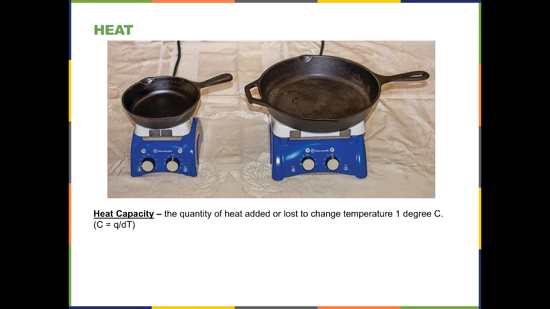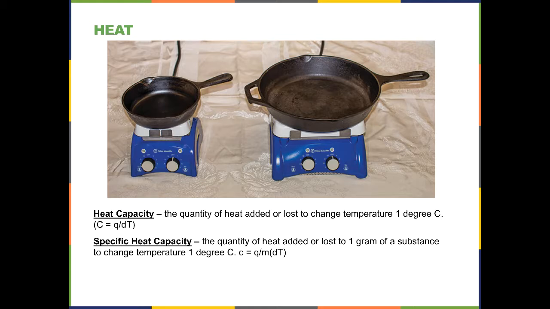Heat capacity is the quantity of heat that is added to any object or substance that causes it to change 1 degree centigrade. So heat capacity, capital C, is equal to Q over the change in temperature T, in which case the change in temperature is 1 degree centigrade. Now, specific heat capacity is the quantity of heat added to 1 gram of a substance to change its temperature 1 degree. So little c is the heat when the mass is controlled at 1 gram.